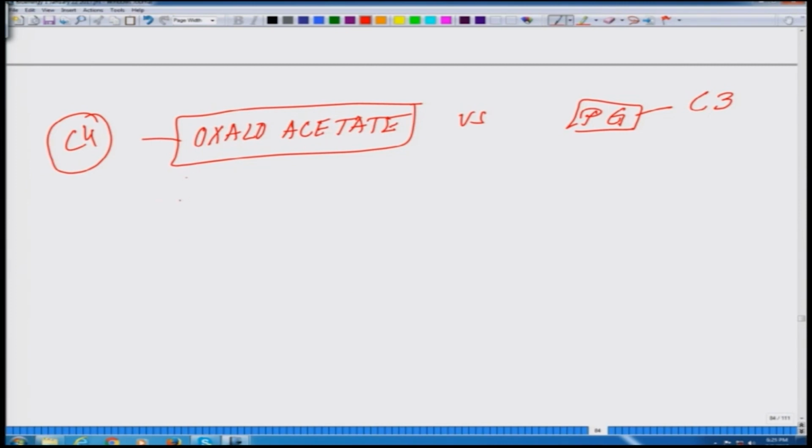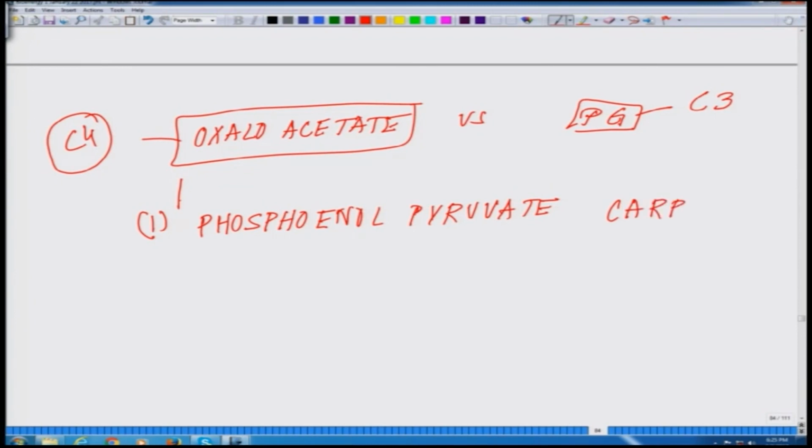And the enzymes which are involved in this process, one of them is called phosphoenol pyruvate carboxylase. And there are a few others which are not really significant at this point, but what is important for you to understand is what is exactly happening here.